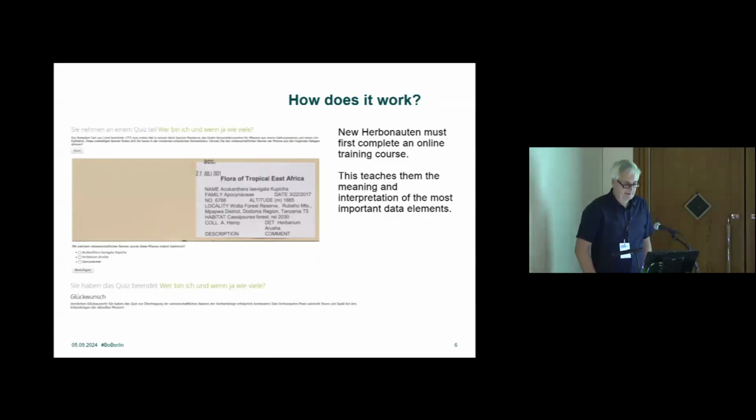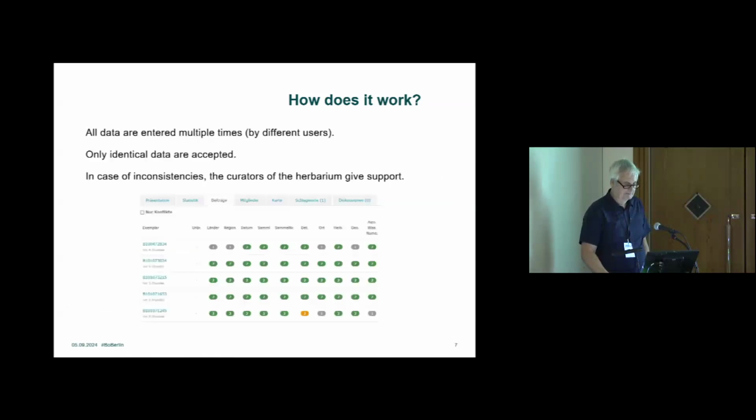Then if somebody registers and wants to help us, they must first complete an online training course, which is a quiz-like thing where they learn the basic concepts of label transcription and also what the different data elements mean, where do you find the collector, where do you find the collector number, and so forth. And once you have successfully run through this quiz and teaching part, so to speak, you can start to become productive.